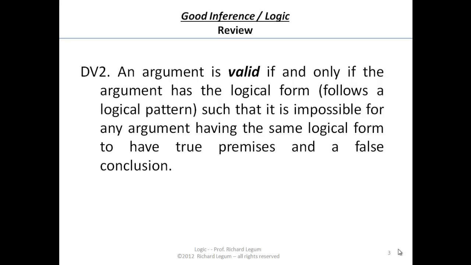And remember, just to make sure we understand, the idea of validity has something to do with the pattern of the argument, the logical pattern or the logical form. A valid argument, when you have the good connection, is such that it's impossible for any argument that has that logical form to have true premises and a false conclusion. Right? So for any argument of that same pattern, if you start with true premises, you're going to end up with a true conclusion. You can't possibly end up with a false conclusion if it is valid.